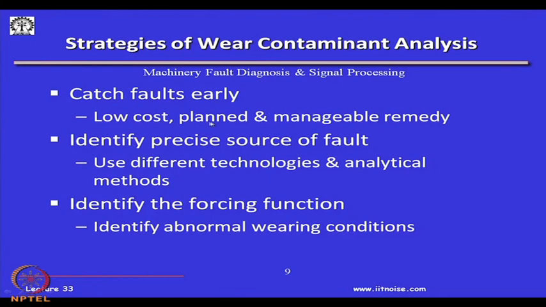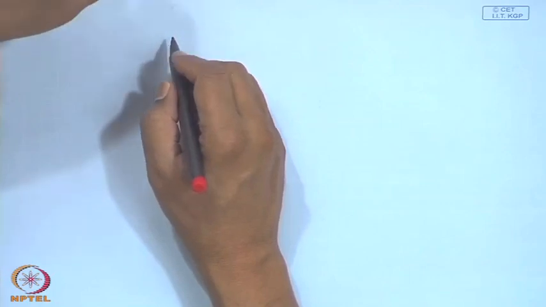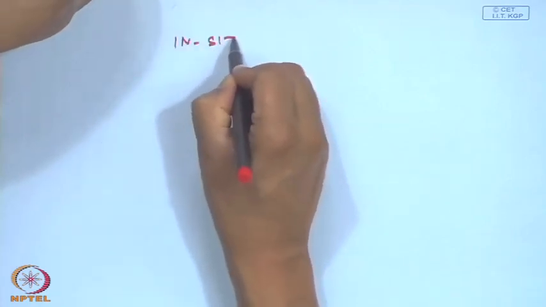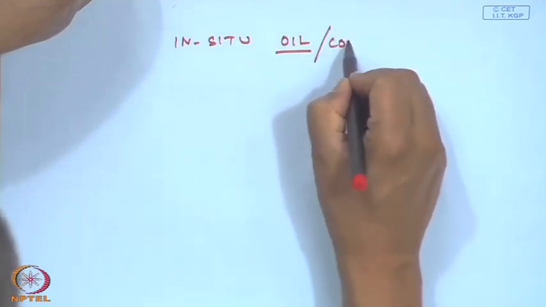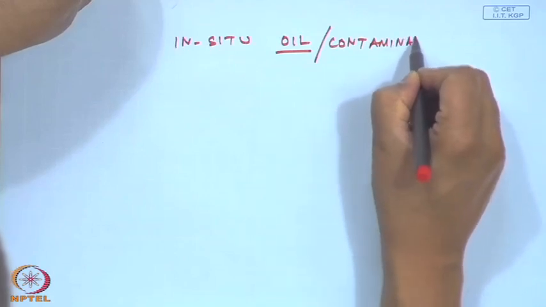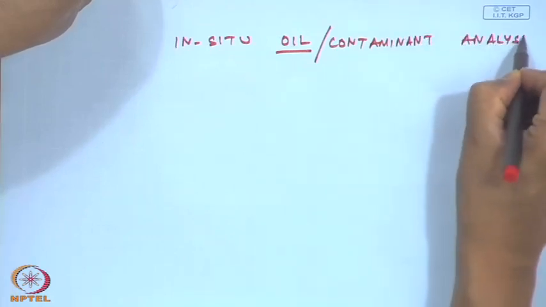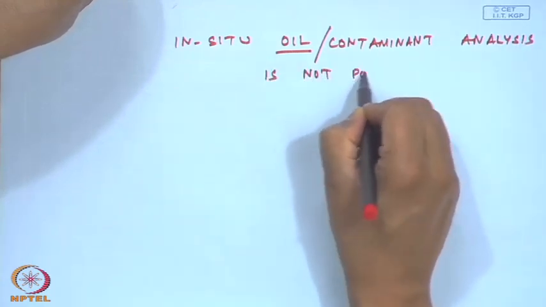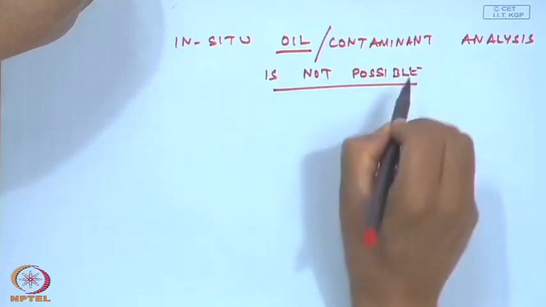So we should know the procedure to catch these defects in the oil. Of course, to identify the precise source of fault requires different technology and analytical methods, like I was telling you, spectroscopy methods or ferrograms, etcetera. They are very cost intensive operations. So in situ oil or contaminant analysis is not possible for many reasons. They are bulky, they require a very clean environment, they are very costly, and so on.